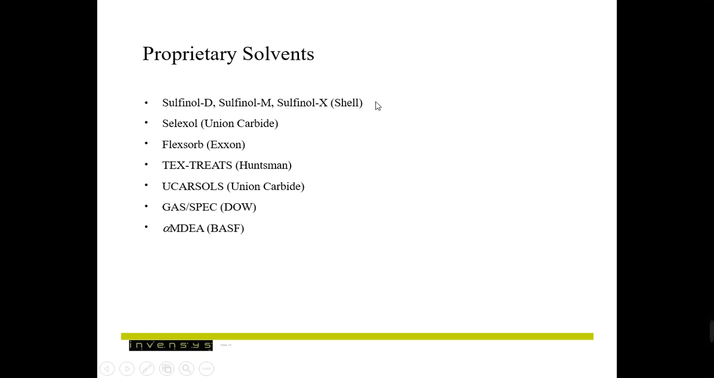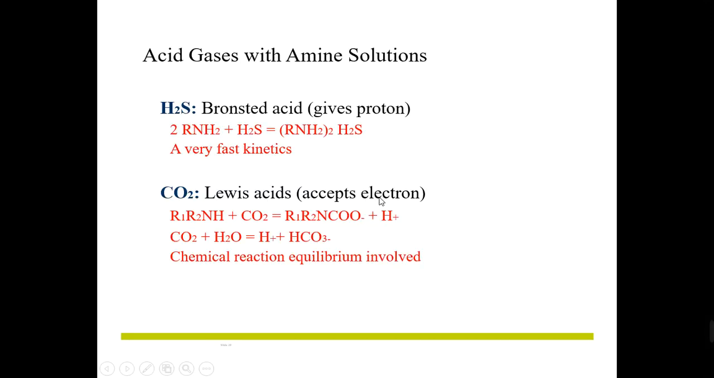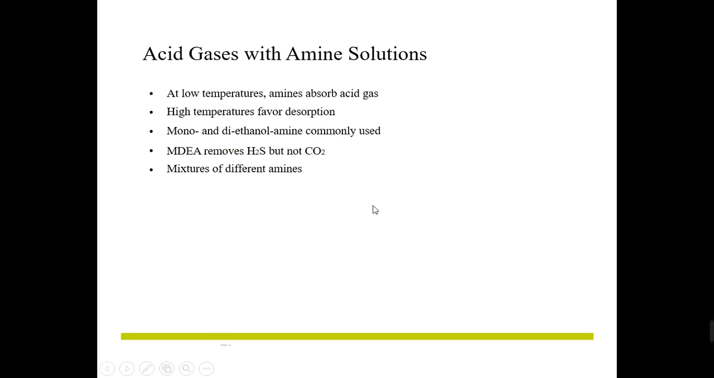And these are made by some companies. Shell has its own Sulfinol, Union Carbide has Selexol, ExxonMobil has Flexsorb. So each company has made its own solvents to remove H2S and CO2 from the system. These are the reactions: when H2S reacts with the amine, it removes the H2S, takes it out with it, and so on.